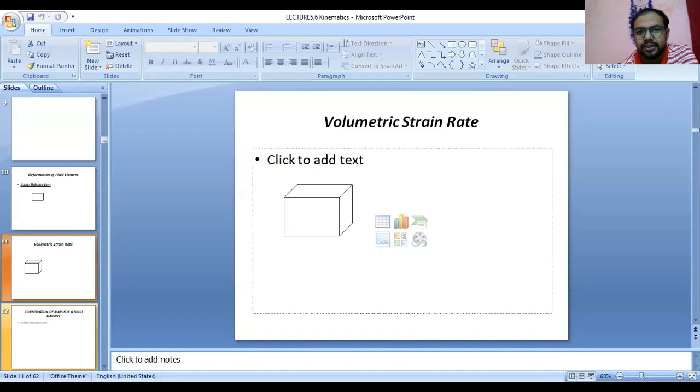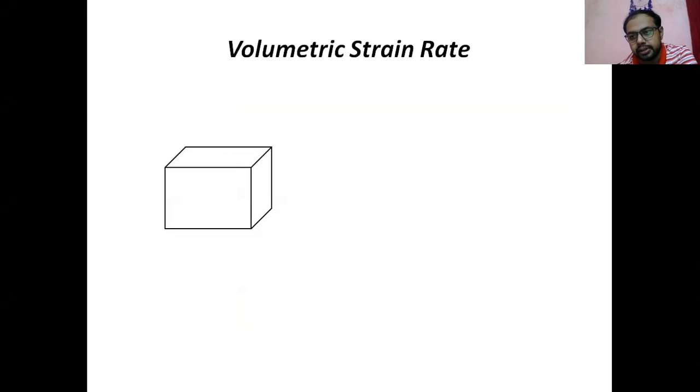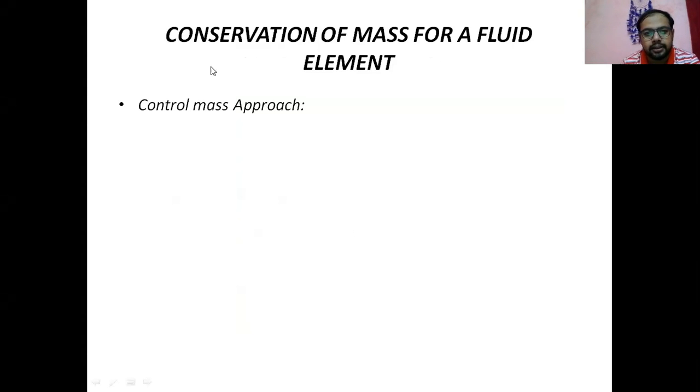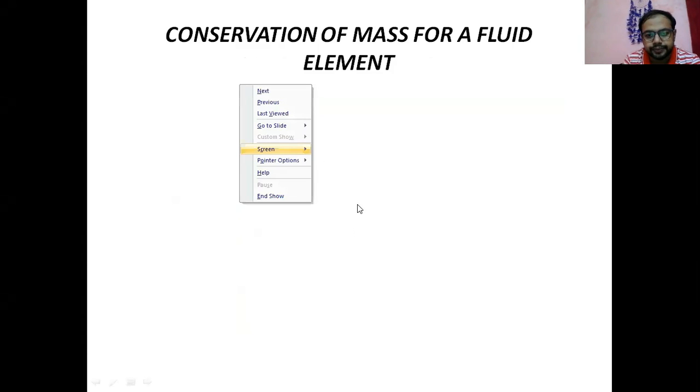Okay, so last time we saw the linear deformation and the volumetric strain rate. Let me just recap this. Next will come the conservation of mass, or continuity equation, and we'll see how these two things are related. So just a recap of the last topic.